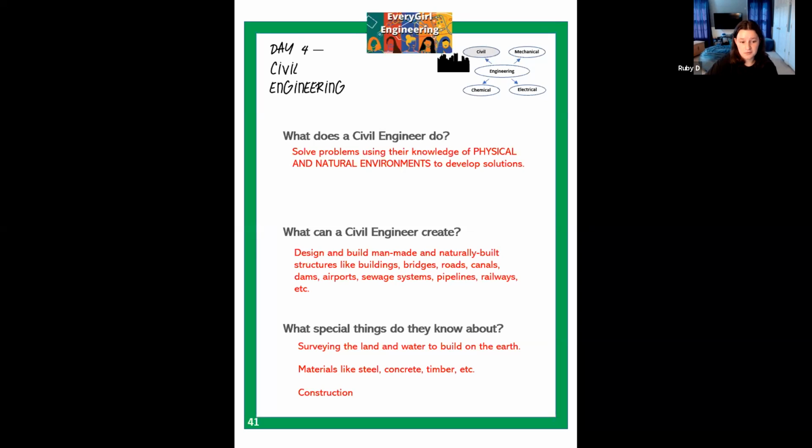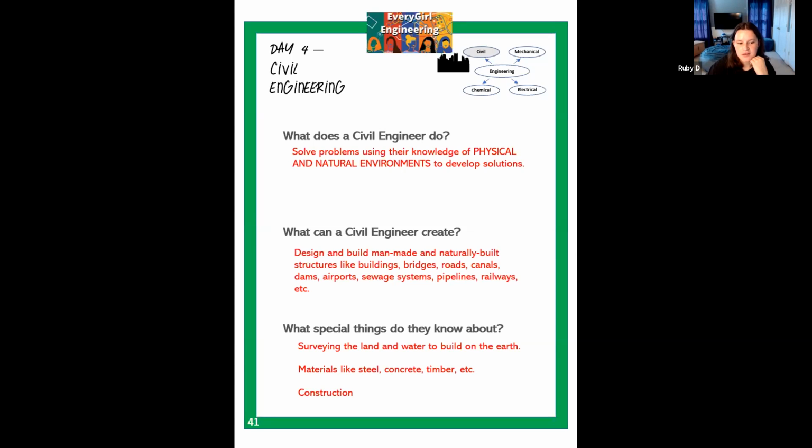But what can a civil engineer create? They design and build man-made and naturally built structures like buildings, bridges, roads, canals, dams, airports, sewage systems, pipelines, railways, etc. There's many more than this, but this is a big list already. So a very wide variety of things that civil engineers can build.